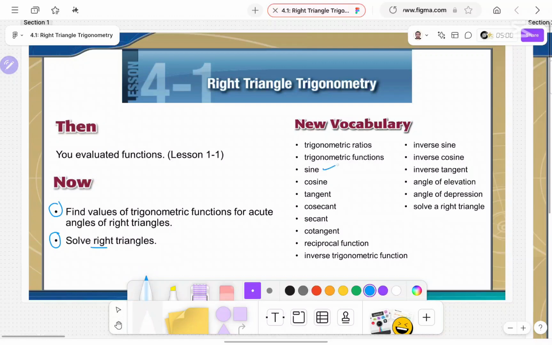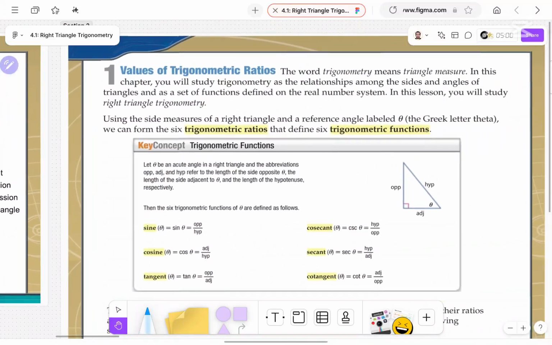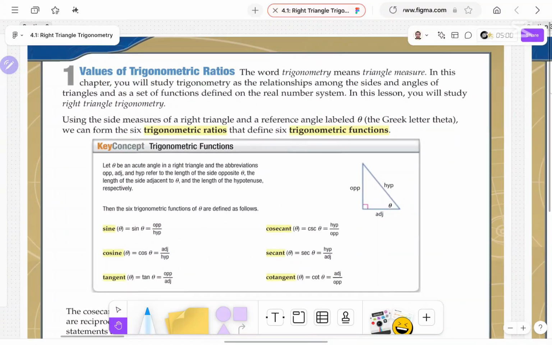So we're going to learn about the sine, cosine, tangent, cosecant, secant, cotangent, and the reciprocal functions, of course. And we are going to learn about the angle of elevation, angle of depression, and inverse of sine, inverse of cosine, inverse of tan. Okay, now let's start with the first thing, the trigonometric ratio.